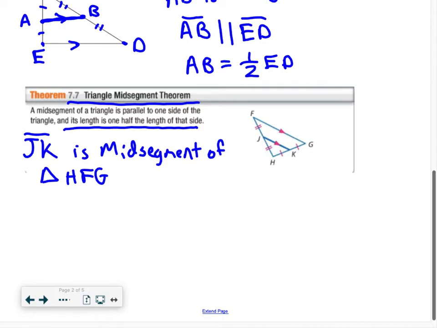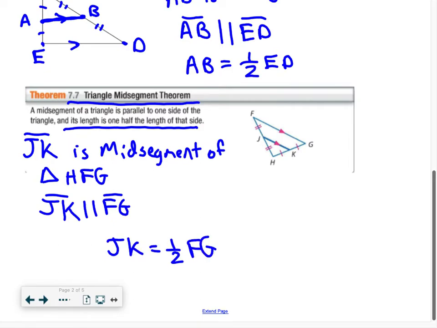So JK is going to be parallel to that one side, FG. And JK is equal to 1/2 of FG. So that's what the mid-segment theorem tells us. Again, that was just in both those examples. And this is true for all mid-segments.